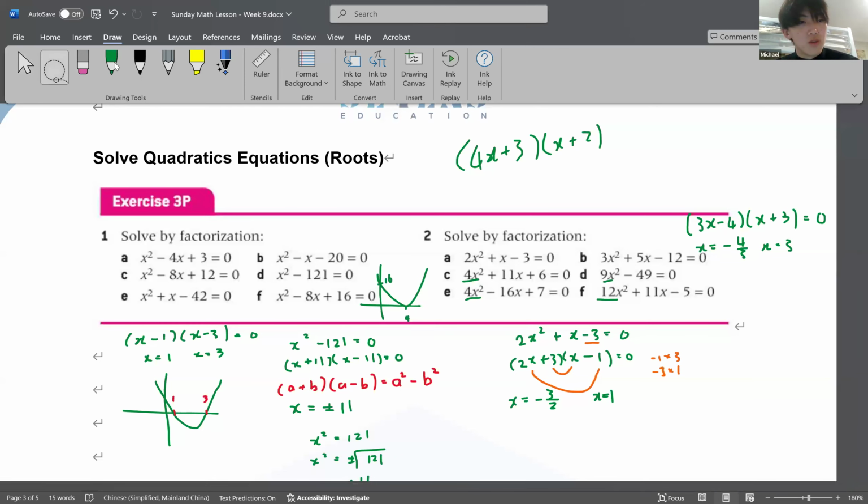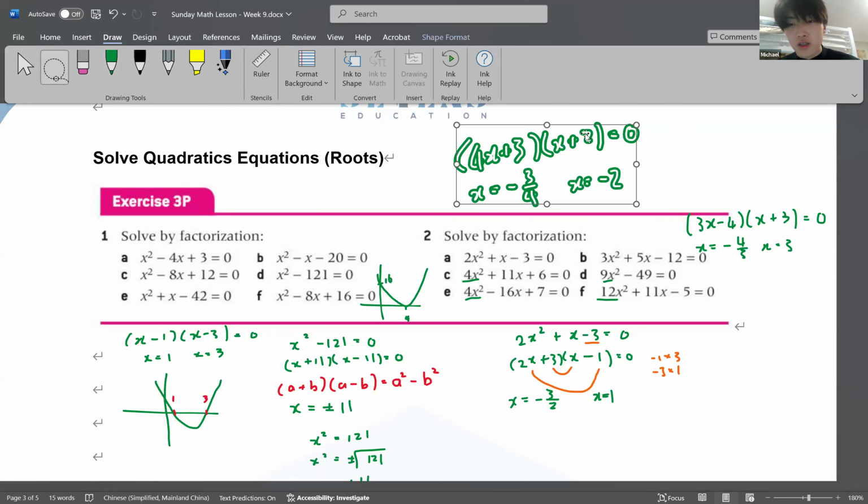Okay, cool. What's the root again, Adriana? x equals negative 2 and x equals negative 3 over 4. Okay, nice. Good job, everyone. All right, keep going. Finish D, E, and F. The first three questions are correct.